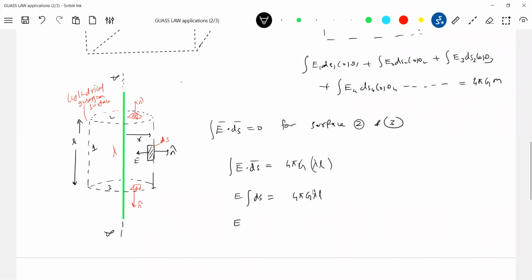Now, what is the surface area of a cylinder? Curved surface area. I think this is due to surface 1, right? We are finding the curved surface area. What is it? 2 pi RL. Now look at the formula. G lambda L gets cancelled. So E equals 2G lambda over R. Check the answer. Is this what we derived for the long rod?